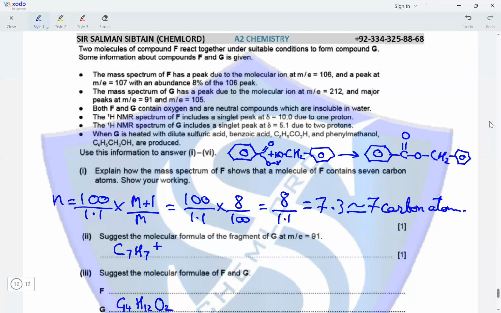And as for the molecular formula of compound F, we would have C7, H would be 8, and 1 oxygen atom would be present. Because if we look at this structure here, we have got C7, H5, 6, 7, 8, and 1 oxygen. So this should be compound F, C7H8O. So now we have identified the molecular formulae of F and G.